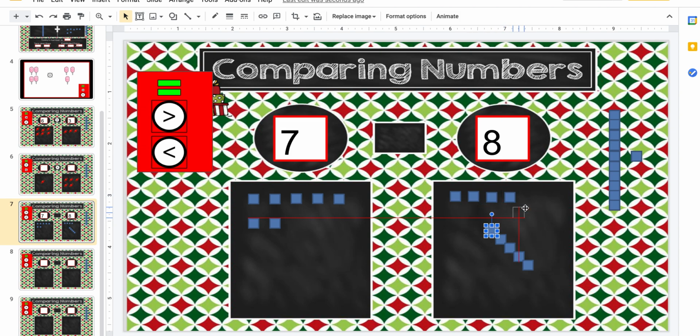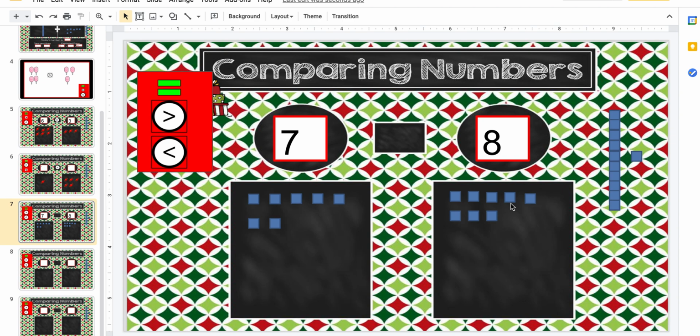Set it up in my 10 frame so that I can compare quickly. Because if I don't compare quickly, I have to physically count all of those, and I know what a 10 frame looks like. I know what 8 looks like on a 10 frame. So now I've got 7 and 8. Now remember, we're still imagining these as candy. Even though they're squares, can I still pretend that they're candy?